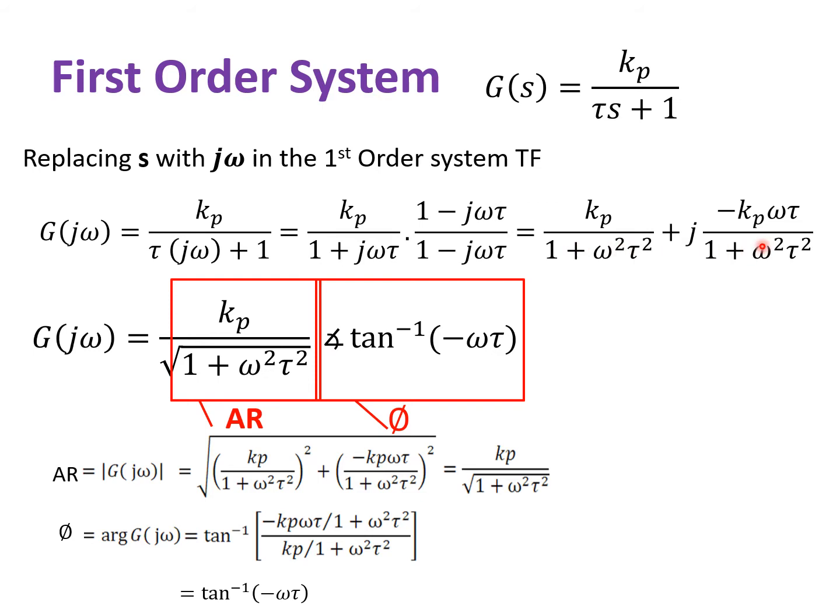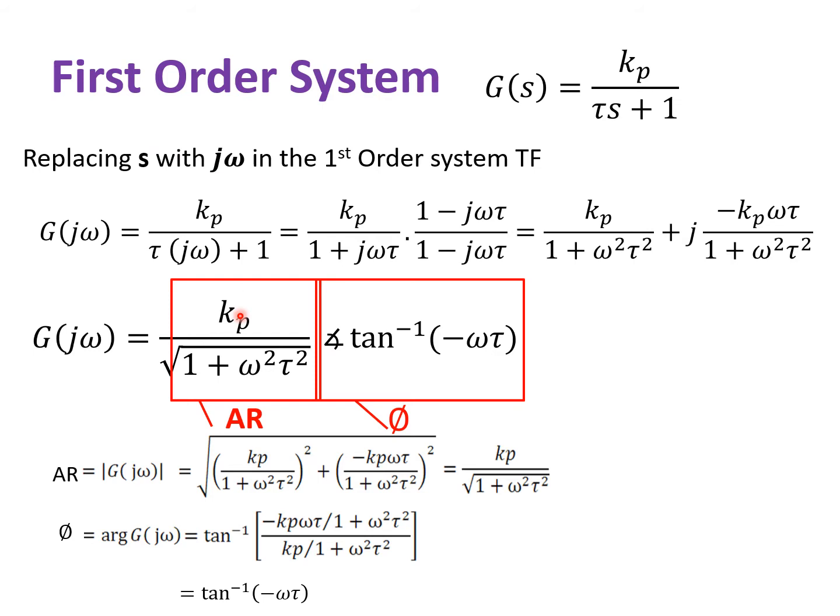What you call a vector system. And basically the magnitude is given by the square root of the real part squared plus the imaginary part squared, which is given by Kp over square root of 1 plus omega tau squared, which is this. So this is the amplitude ratio for the first order system, and the phase angle is just tan inverse of the imaginary part over the real part, which is tan inverse of minus omega tau. So this is basically converting into the frequency domain by just substituting s equals j omega.